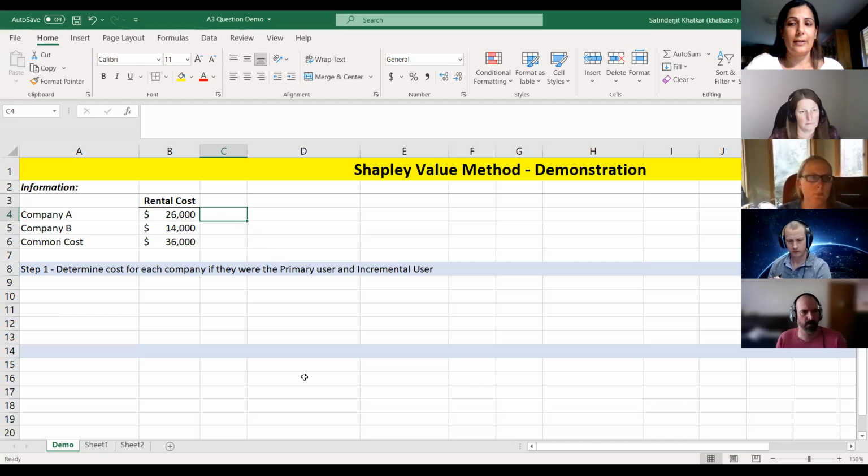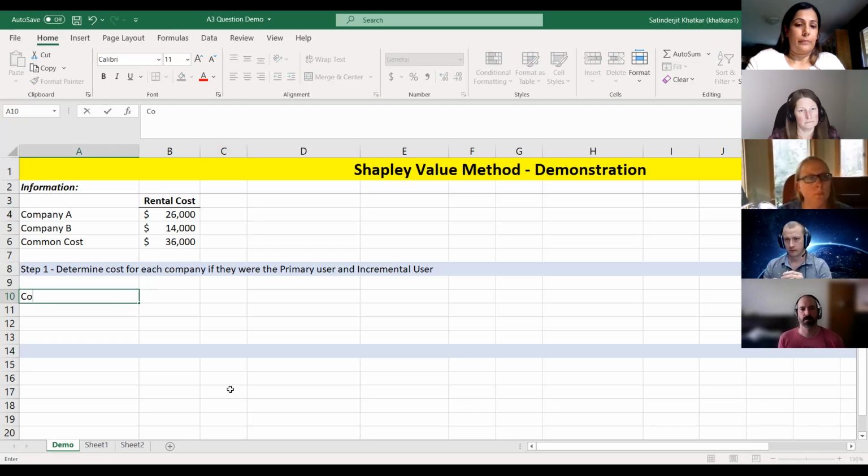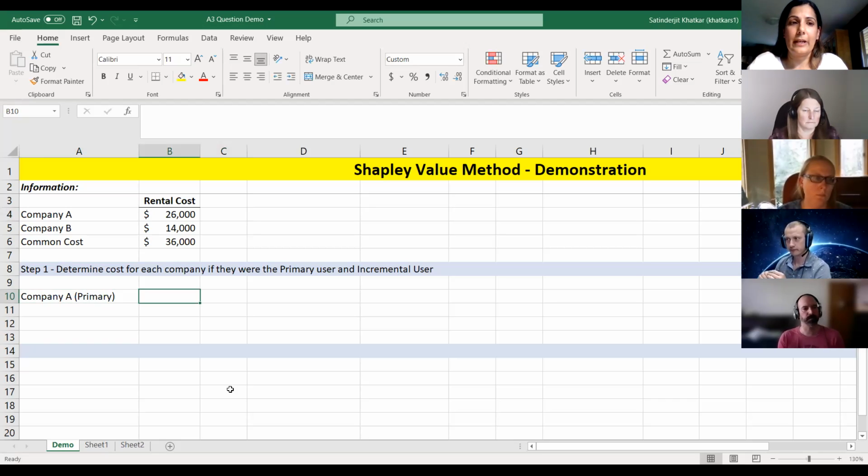What you do in the first step is you determine the cost if company A, for example, was the primary user. If company A is the main user, that would make company B the incremental user. And the incremental user, therefore, only pays the residual amount. I'll just label it here. So as a primary user, they're going to pay what they would have paid had they rented the equipment on their own, which is $26,000.